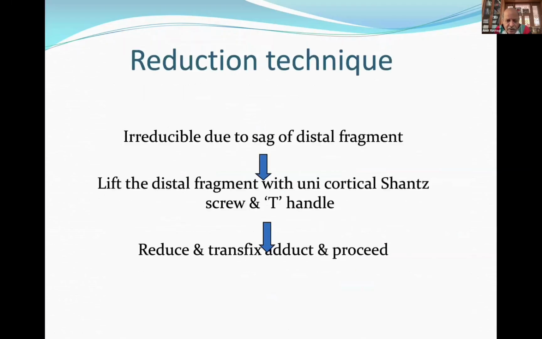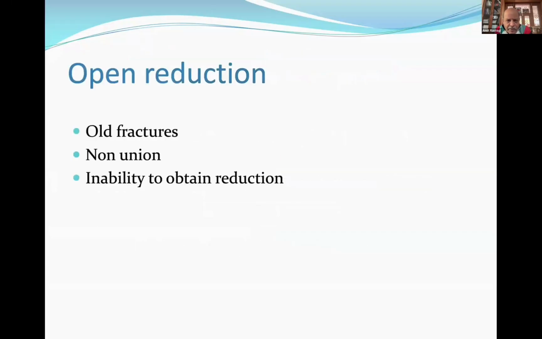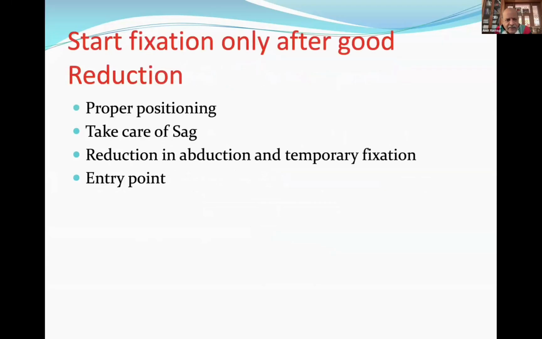If you've got a sag of the distal fragment, lift the distal fragment up with a unicortical Schanz screw and a T-handle, reduce, transfix, and proceed. Open reduction should be reserved for old fractures, for non-unions, and inability to obtain a complete reduction. But start fixation only after good reduction. Take care of sag, reduction in abduction and temporary fixation, and finally the entry point. Thank you.